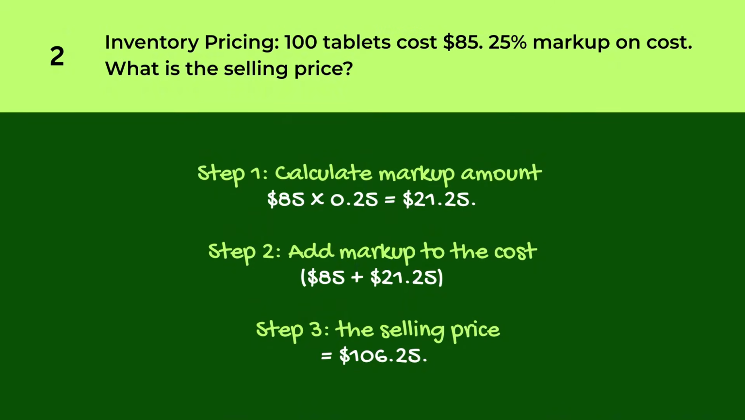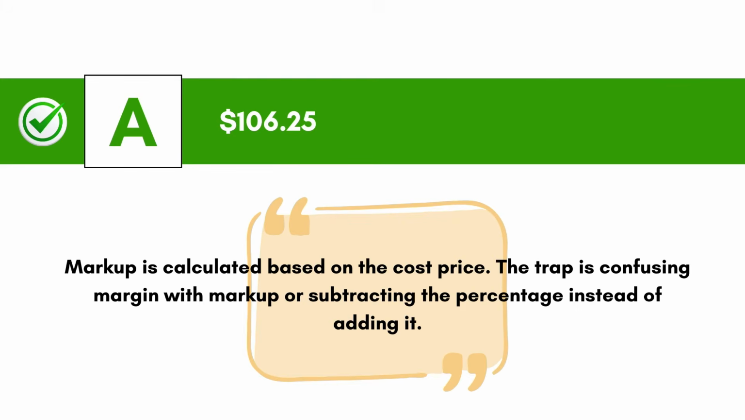Here are the steps. First, we calculate the markup amount by taking 85 multiplied by 0.25, which gives us 21.25. Then, we add that markup to the cost to find the selling price. So, 85 plus 21.25 equals 106.25. We landed on $106.25. Let's see if that matches our options. Correct. Option A, $106.25 is the right answer.